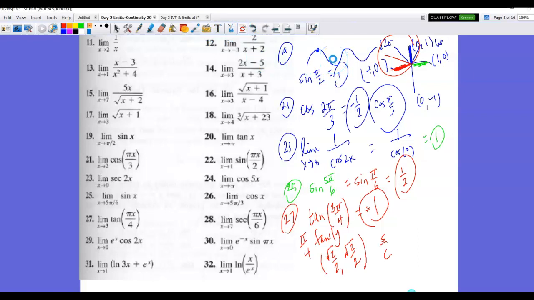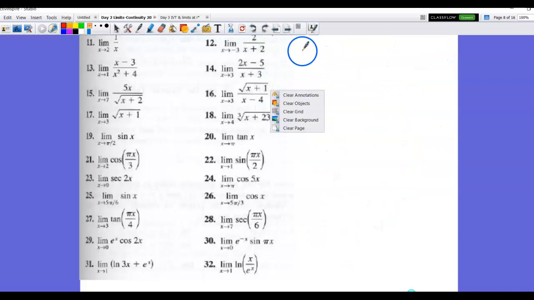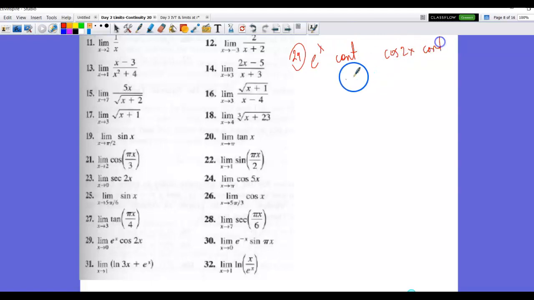Number 29. We have e to the x, which is continuous by itself, and cosine of 2x, which is continuous by itself, because e to the x looks like that and a cosine function looks like that. So we're multiplying two continuous functions together, so I'm going to use direct substitution. I get e to the 0 times cosine of 2 times 0. E to the 0 is 1, and the cosine of 2 times 0, which is cosine of 0, the x value at 0, is 1, and 1 times 1 is 1.